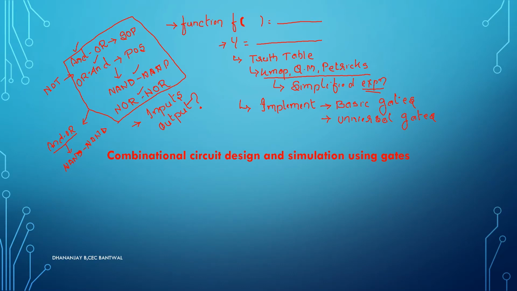So any of the forms can be reduced to any of the forms, from here to here or from here to here. That's up to your choice, which form of the circuit you are looking into.